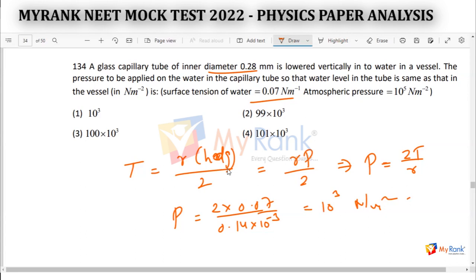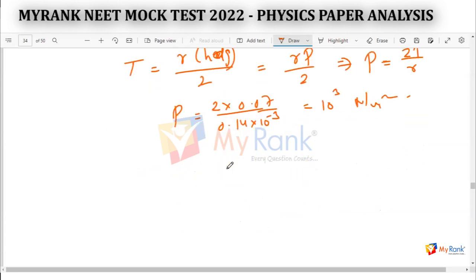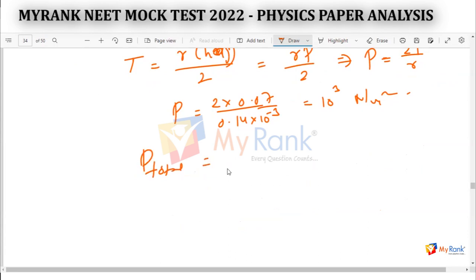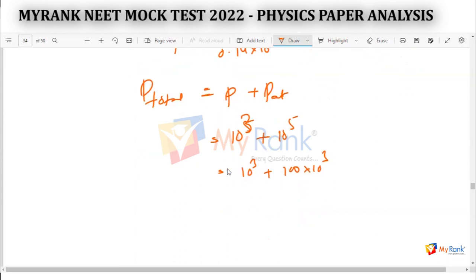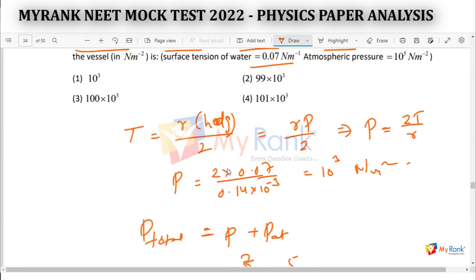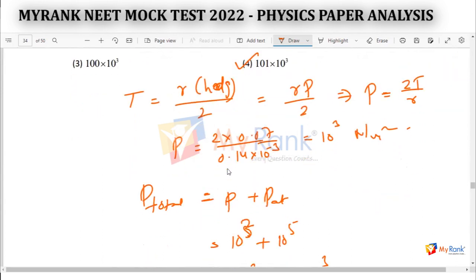Now the total pressure is asked, the pressure to be applied on the water. So P total is this P plus atmospheric pressure. This P is 10 power 3, and atmospheric pressure is 10 power 5. So you can write 10 power 3 plus 100 into 10 power 3, which is 101 into 10 power 3 Newton per meter square, 101 kilo. So the fourth is the right answer.